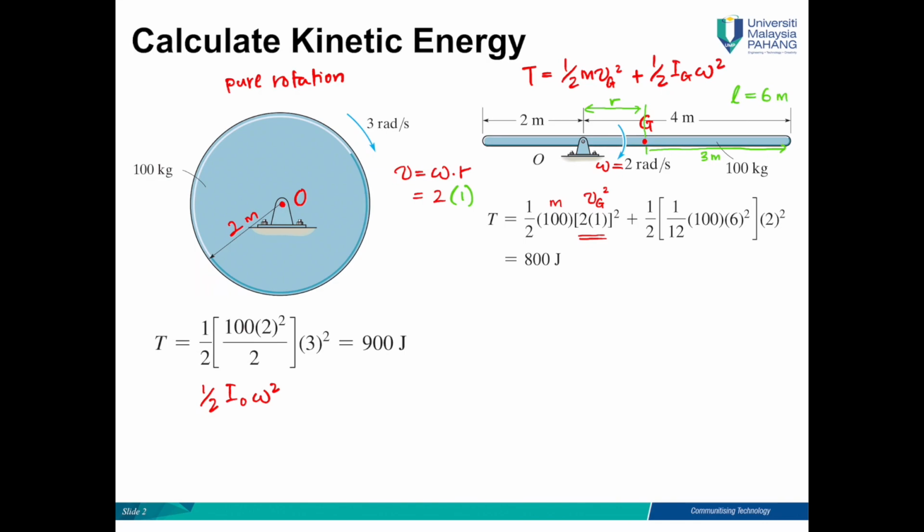That is for the first term. This is for the translational term, which corresponds to half m vg square. And for the rotational term, this is the rotational term now.